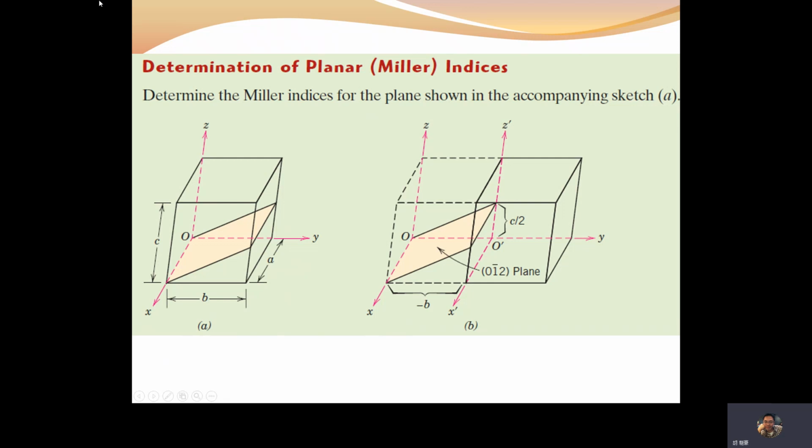Okay, so let me give you some examples. How to define this plane? First, this plane already passes through the origin, right? So we have to move the origin to its adjacent plane. You can move to here, or here, or here. It doesn't matter. We can always find its family of planes. Therefore, we move this origin to its adjacent point right here.